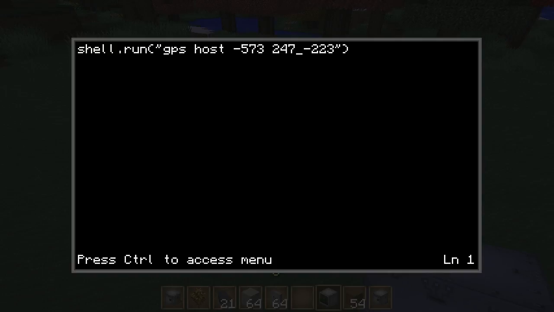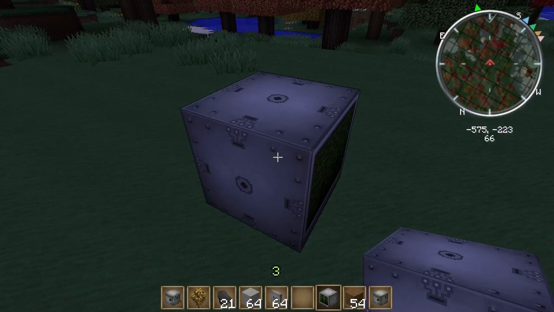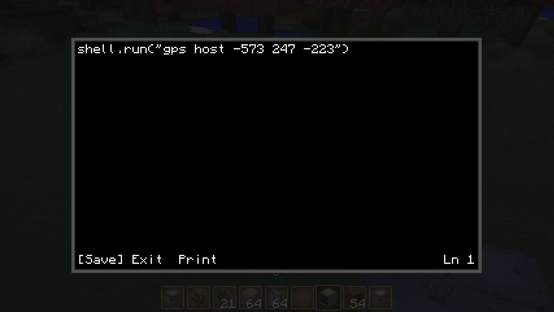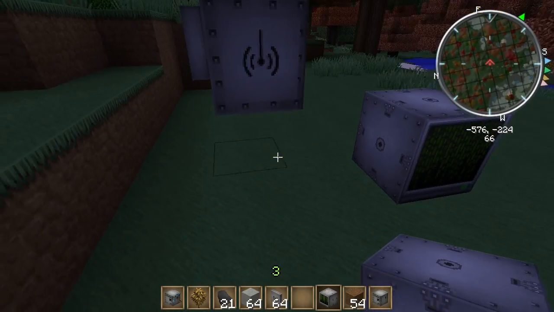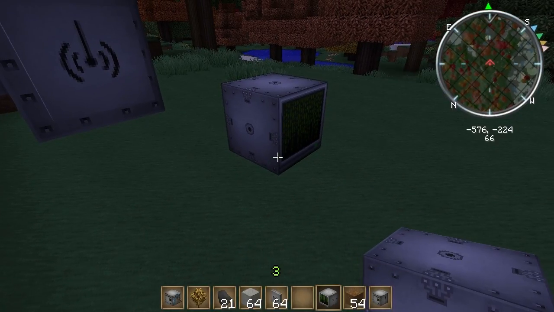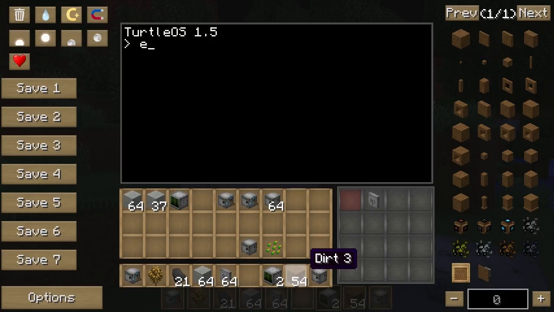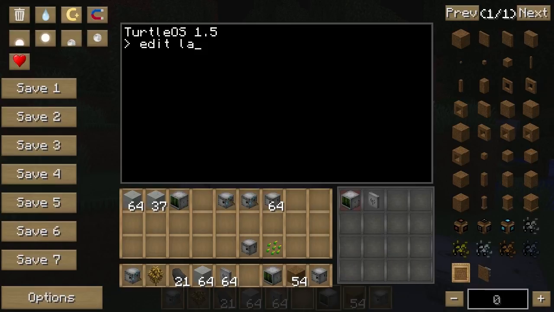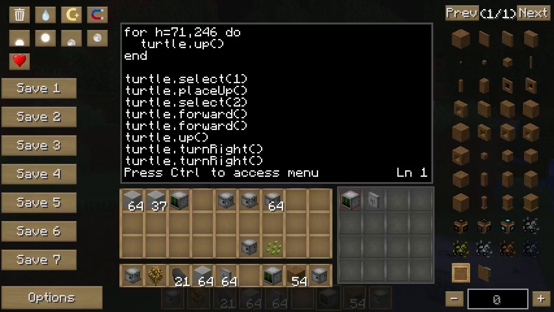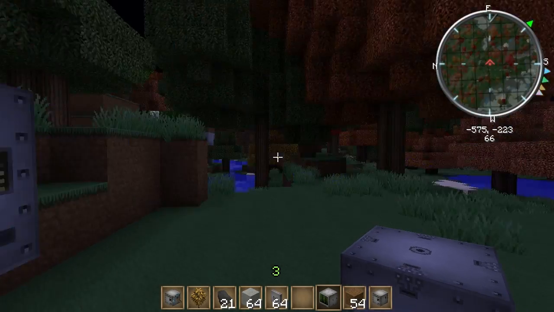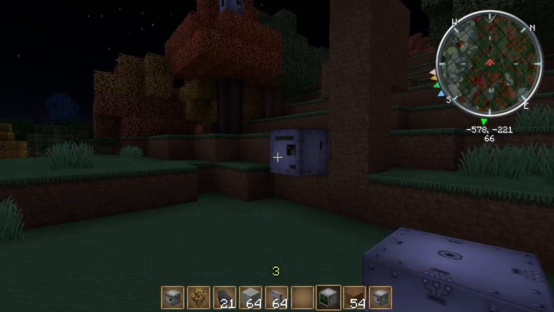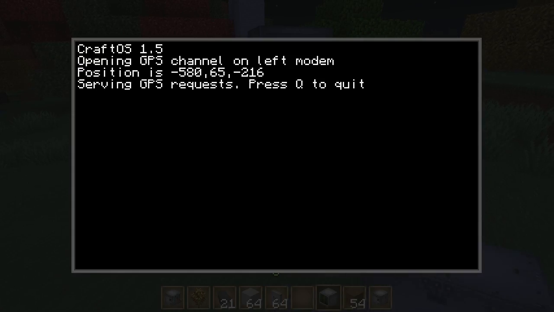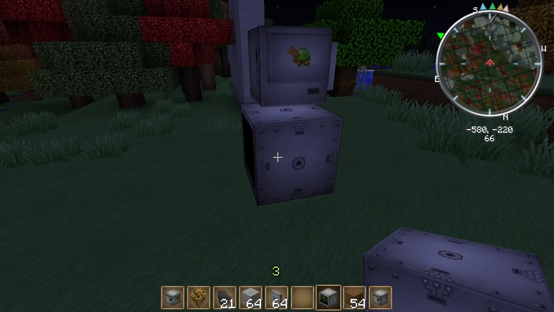Well, at least we know this is 247. And that is going to be 223 as well. Ooh, I'm really messing this up, aren't I? I mean, it's pretty hard to mess up, to be honest, because this is very simple. So put one of those in there. Edit launch here. No, that's fine. Probably why you should do them one at a time, really. And what's this going to be?